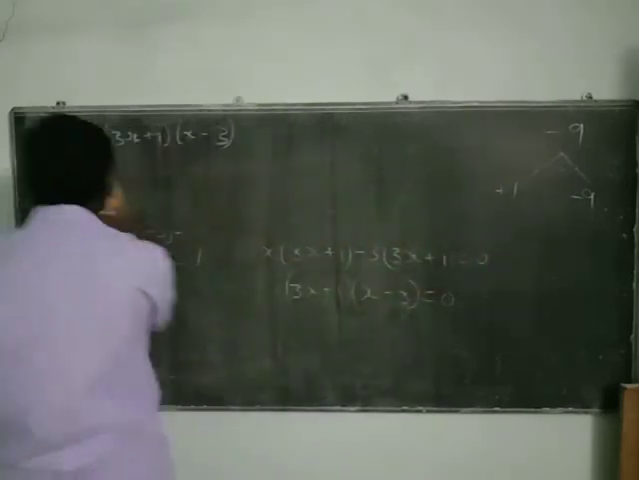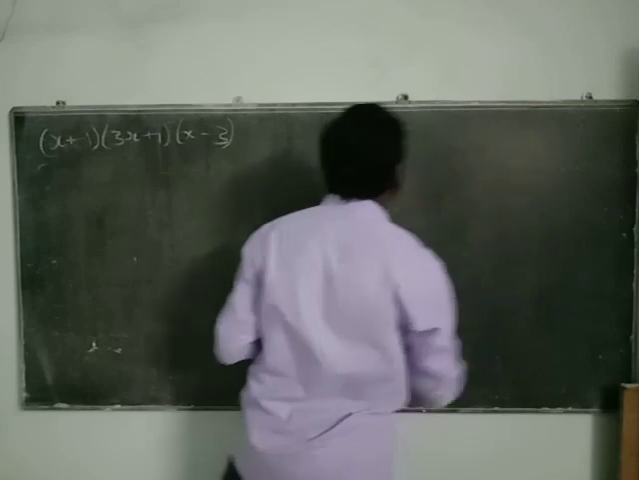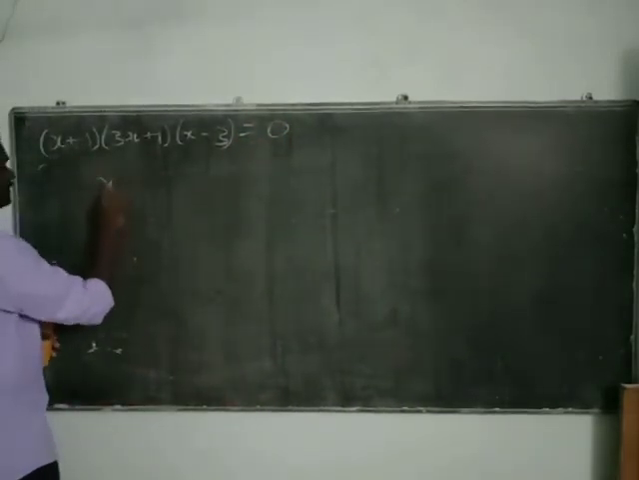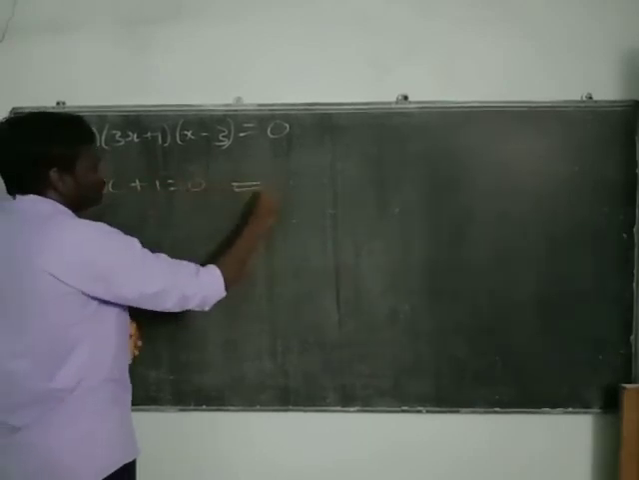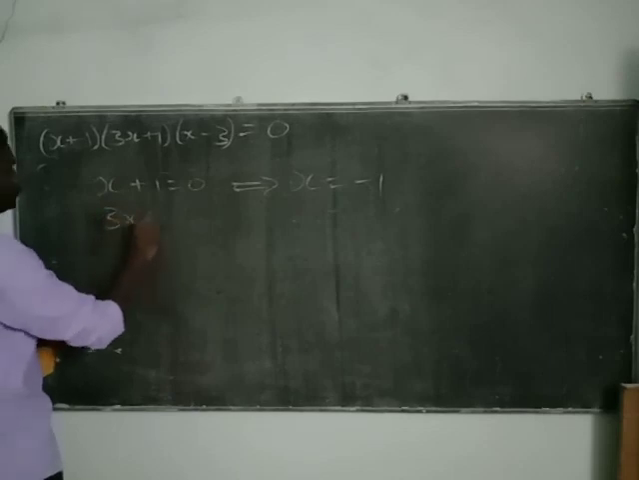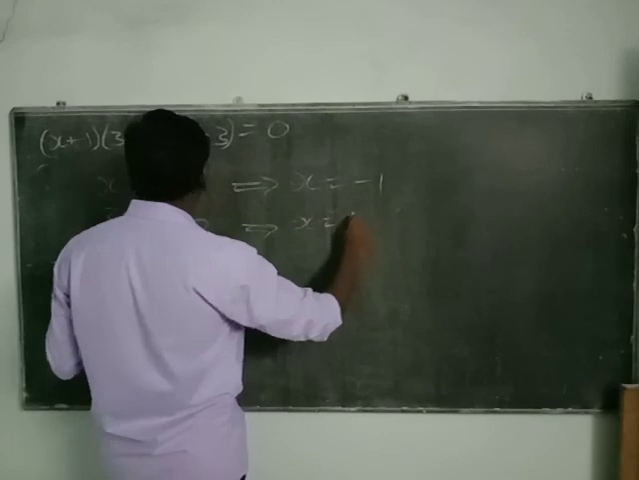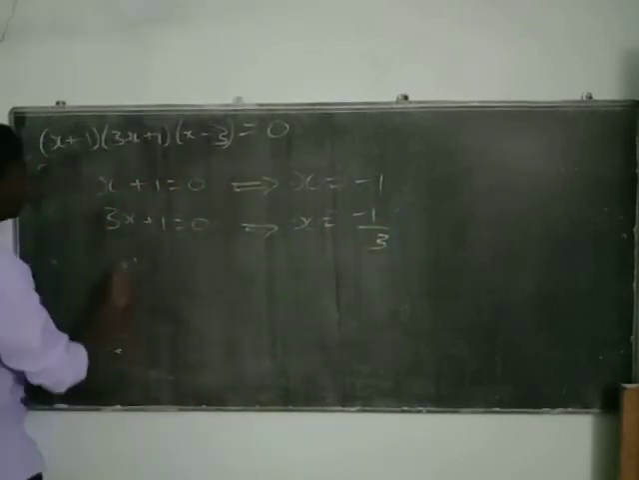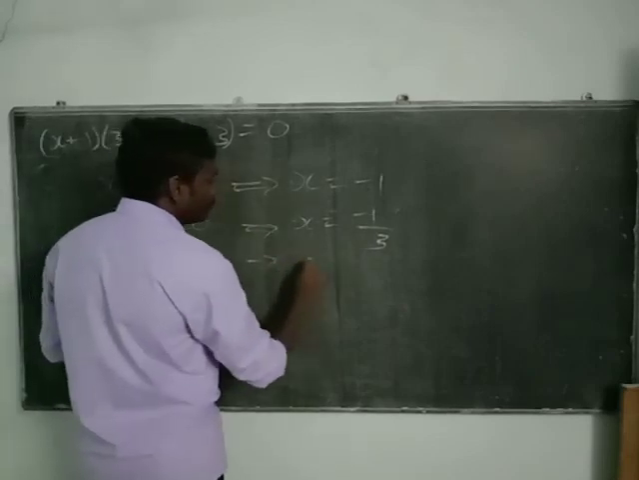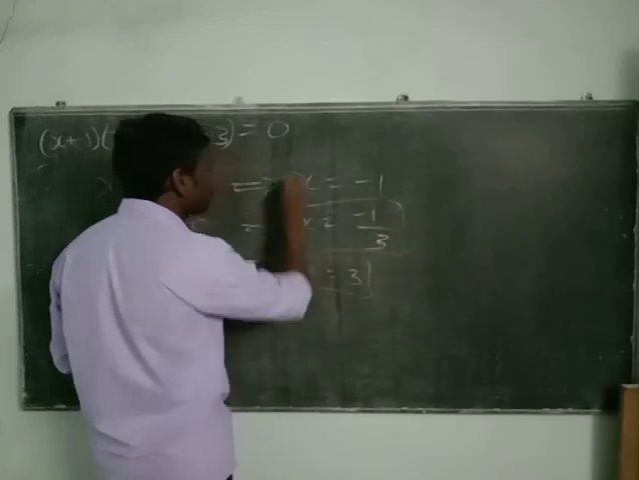Each is equal to 0. Now x plus 1 is equal to 0, that means x is equal to minus 1. 3x plus 1 is equal to 0, that means x is equal to minus 1 by 3. And x minus 3 is equal to 0, that means x is equal to 3. So these are the three values that satisfy the given equation.